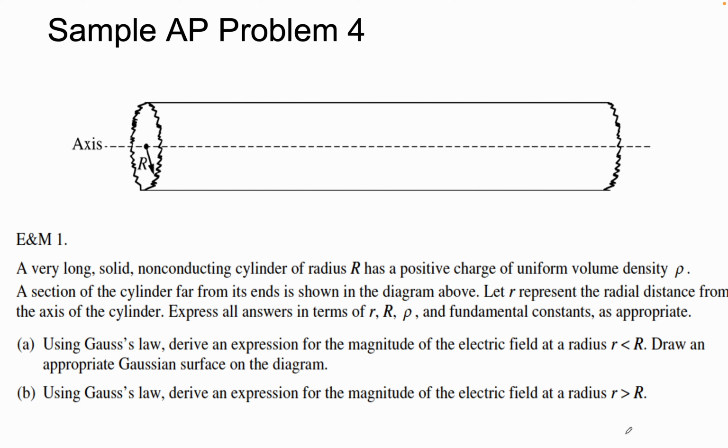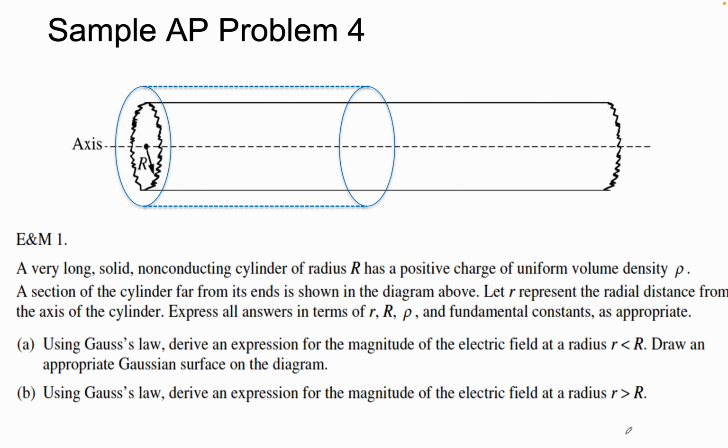All right, moving on. Here's another one. If you want to, you could pause the video at this point and actually give this one a try. So a very long, solid, non-conducting sphere or cylinder of radius R has a positive charge of uniform volume density rho. A little bit more consistent, the charge is distributed throughout the volume. A section of cylinder far from the ends is shown in the diagram above. Let r represent the radial distance from the axis of the cylinder. Express all answers in terms of r, big R, rho, and fundamental constants. Using Gauss's law, derive an expression for the magnitude of the electric field inside. Draw an appropriate Gaussian surface.